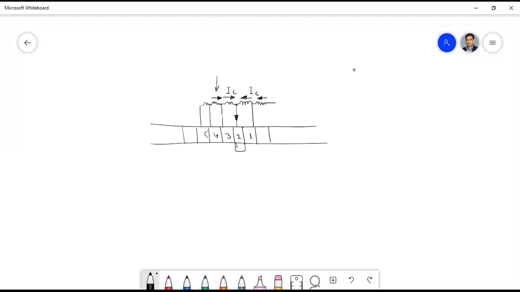Let us assume something, otherwise we cannot proceed with a simple discussion. Let me assume that the width of the brush is the same as the width of one commutator segment. Have you understood my assumption? I am assuming that the width of a single commutator segment is equal to the width of a brush.